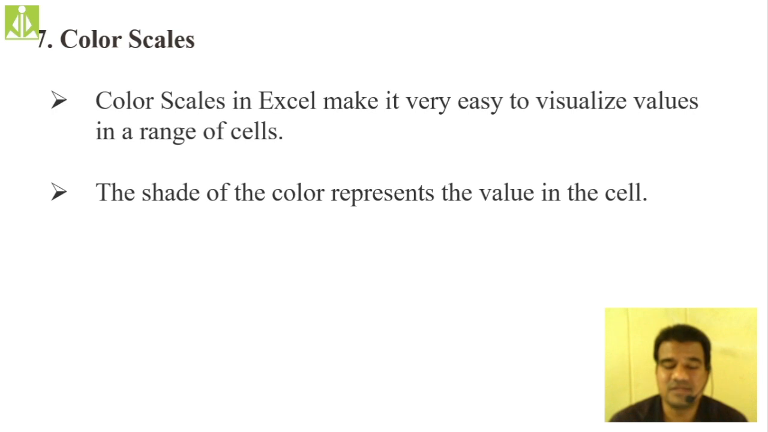Color scales in Excel make it very easy to visualize values in a range of cells. So where exactly am I having loss? I need not check the product specification, how much sale I have done, how much profit I have earned, or whether it is going good or not. Simply by seeing that color in the Excel sheet, I have to verify only the red cells, because red cells mean danger bells, a negative impact, going into loss.